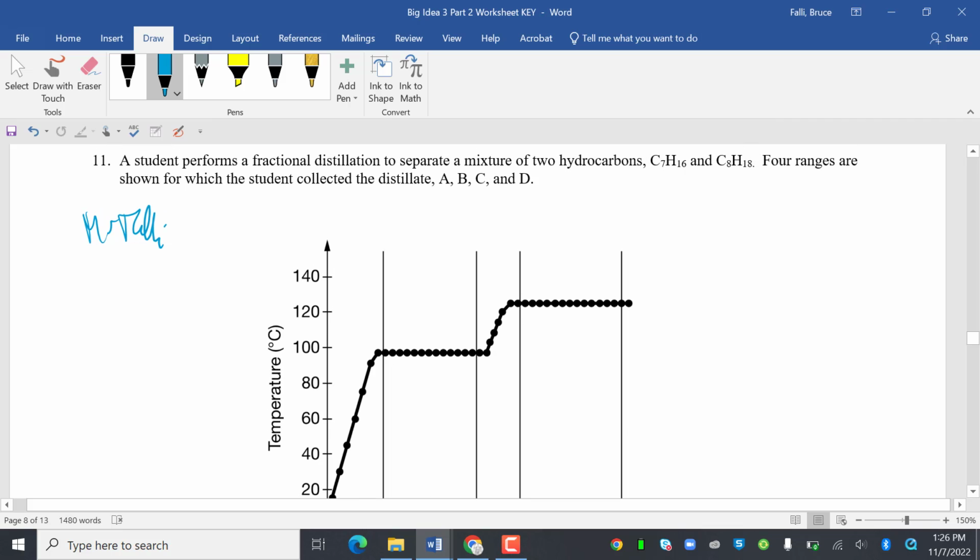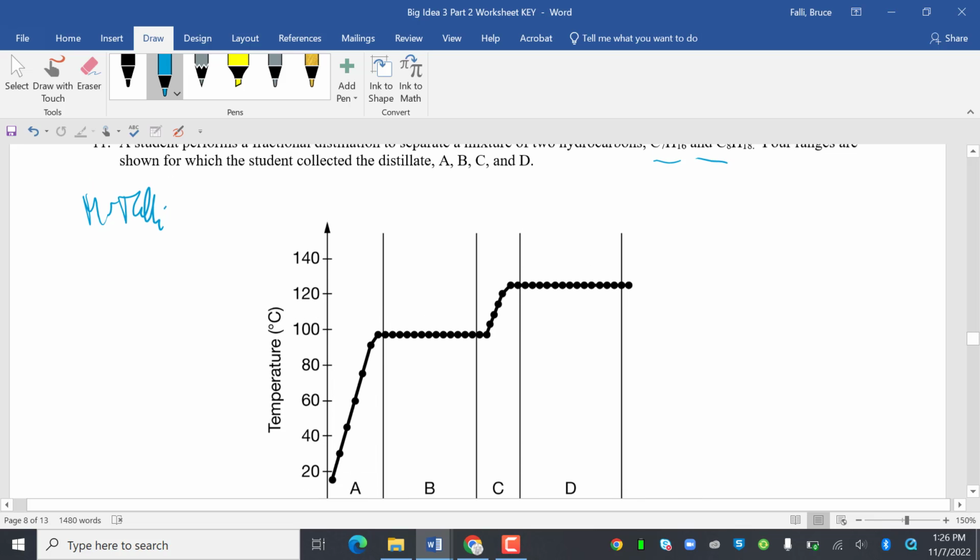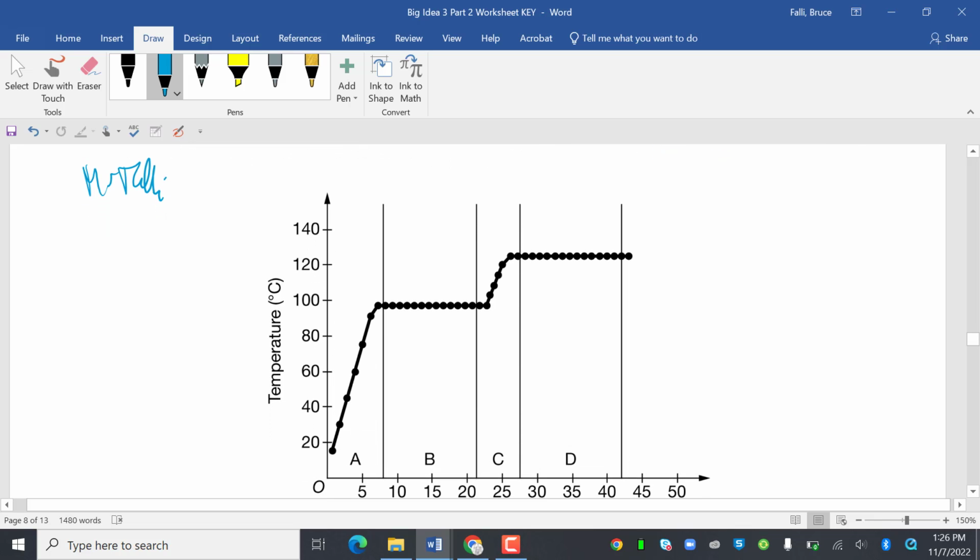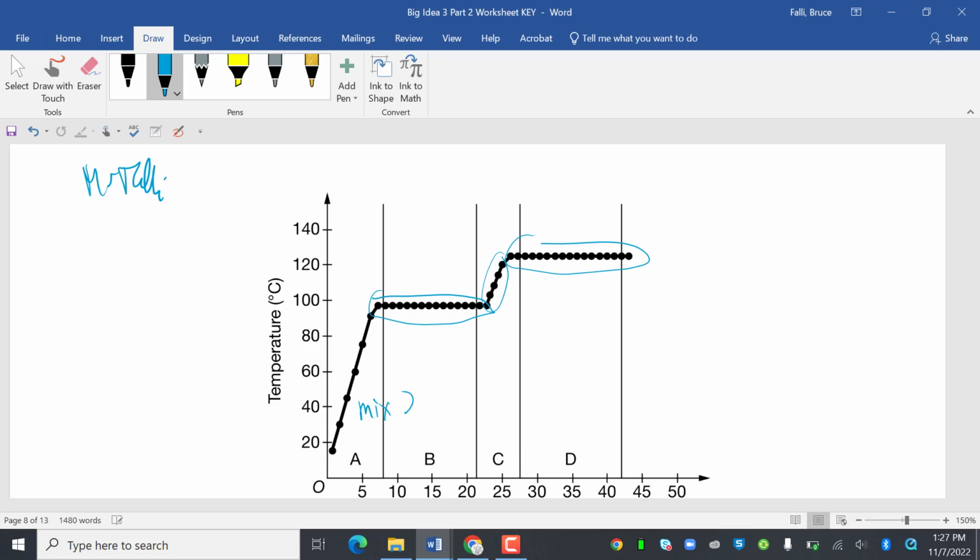A student performs a fractional distillation to separate a mixture of two hydrocarbons, C7H16 and C8H18. Four ranges are shown for which the student collected the distillate: A, B, C, D. Here the temperature is increasing, here the temperature is flat, here the temperature is increasing, here the temperature is flat. So what happens here is this is a mixture of two liquids.